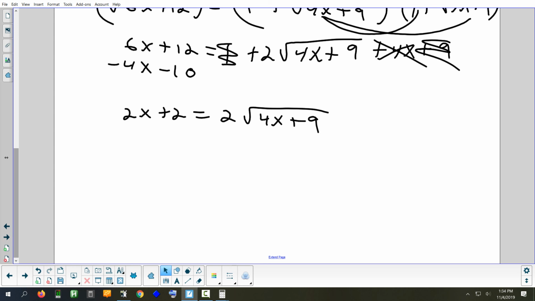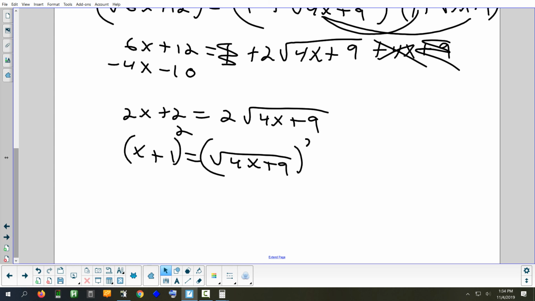Now what would we do? Square both sides. Not yet. Not both sides, but 2. Yeah, divide everything by 2 and you can make all your numbers small. Now what would we do? Square both sides. Now you can square both sides.